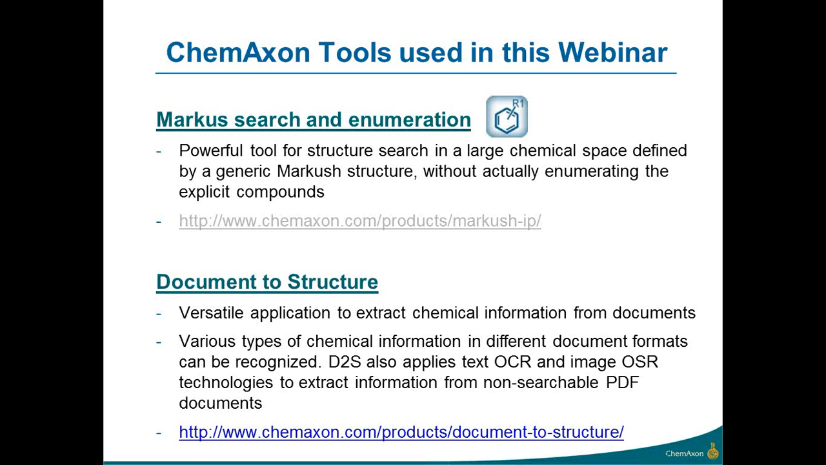You can search for text OCR and image OCR. And the technology is so powerful because it can extract information even from non-searchable PDF documents. For example, if you have PDF documents which are very low resolution or scanned, the technology will work on those files and will extract the chemical information from those files as well.